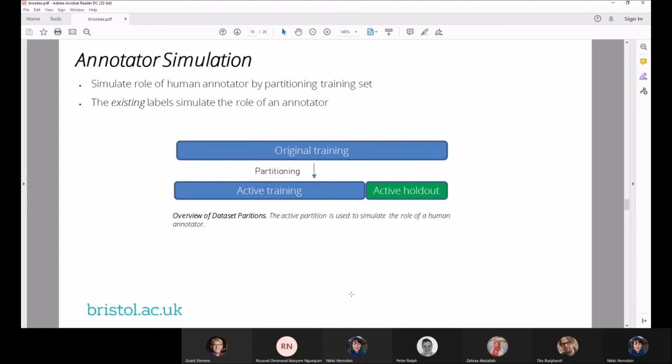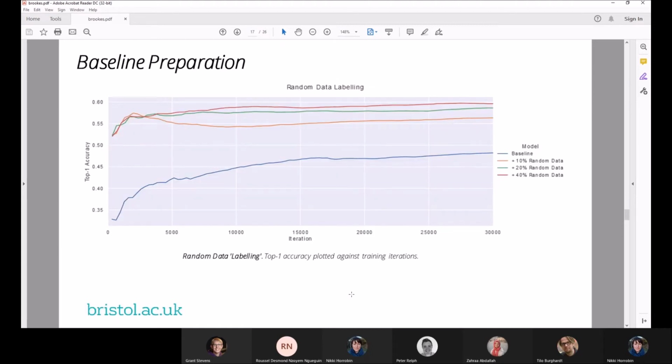We don't actually use a human in this. We just simulate the role of a human by partitioning the existing training set into an active training set and an active holdout set. The active holdout set is our pool of unlabeled data, where the existing annotations simulate the role of a human. So when we select unlabeled data points, we can add the annotation as if they were being performed by a human. Okay, so the first thing that we do is prepare a baseline. The blue line represents just training on the active training set.